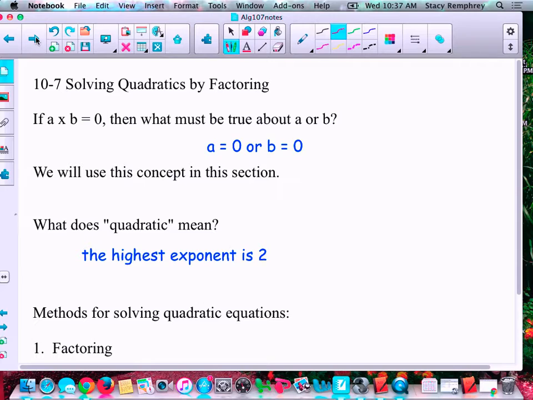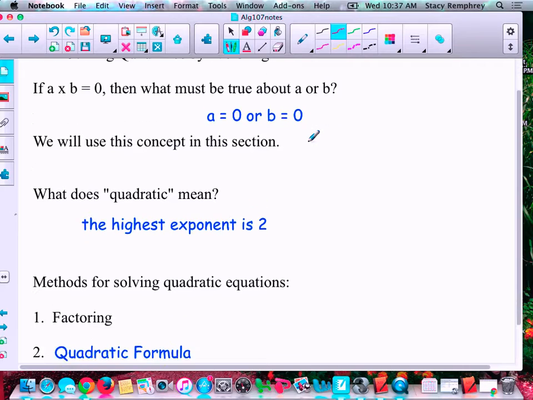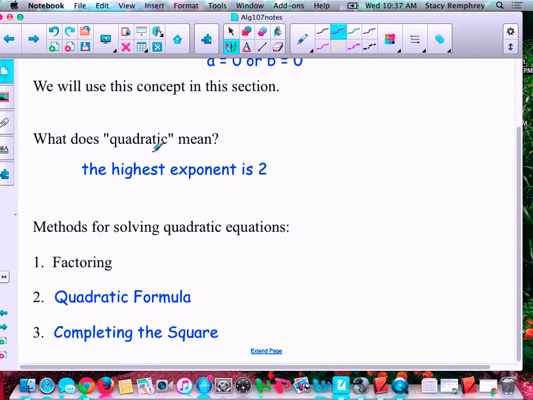So here we're solving quadratics by factoring. If a times b equals 0, what must be true about a or b? That means a equals 0 or b equals 0. And we know that's what we just talked about. A reminder about what quadratic means: it means the highest exponent is 2. Factoring can actually work sometimes on the cubics and quartics. We don't know how to factor those yet, but that's coming soon.